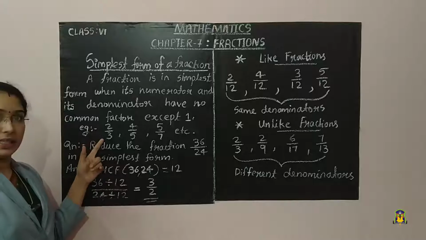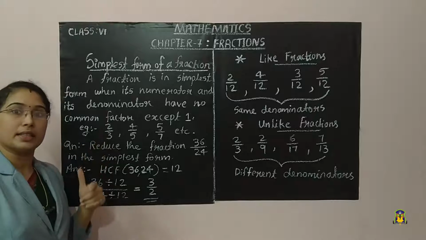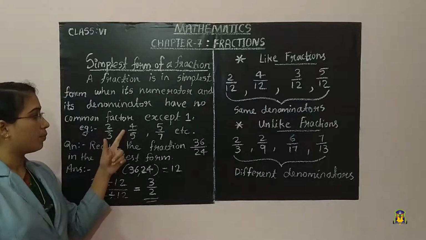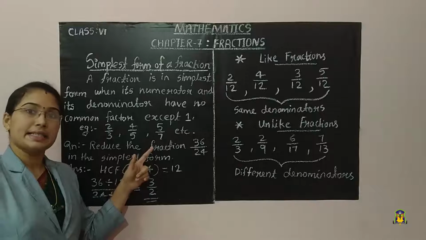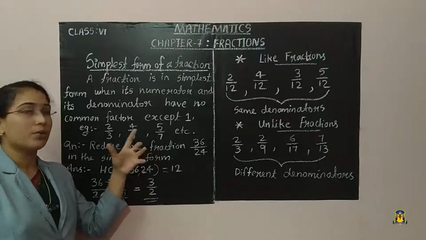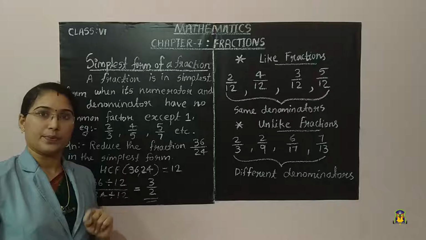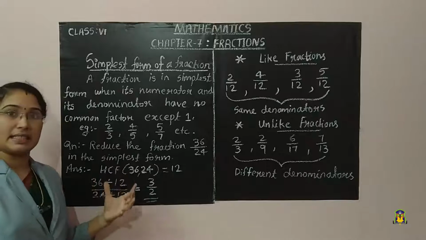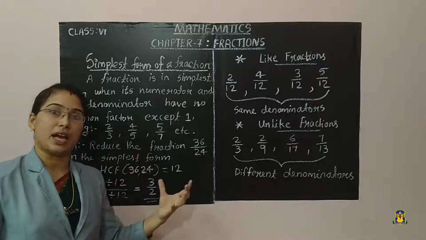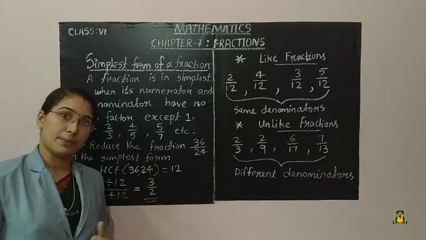Examples: 2 by 3. Here 2 and 3 have no other common factor. Then 4 by 5, 5 by 7. In all these, there is no common factor other than 1. Okay, next we will discuss how to reduce a fraction to the simplest form.